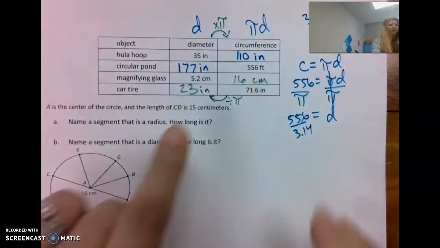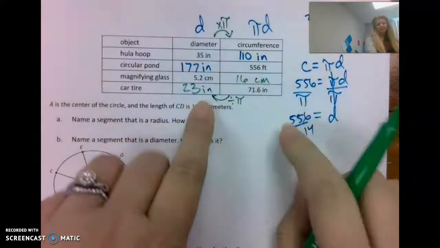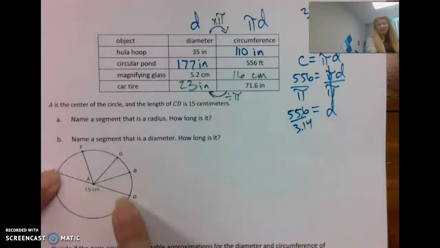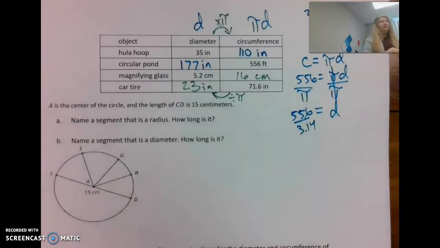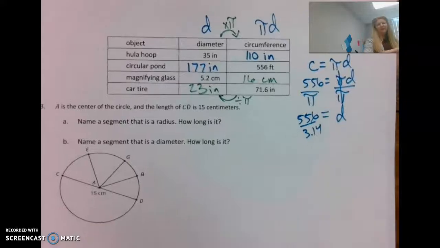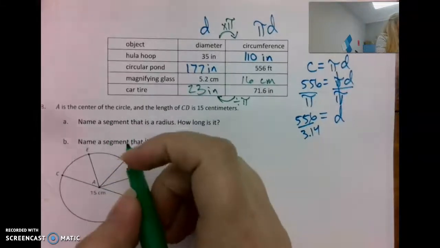Now notice all of my units are just linear units. None of them are squared because diameter is a distance and circumference is the distance around. So we're talking about a distance, just a length, so it's just the unit. If you're talking about area, that's when you get squared units. Okay.